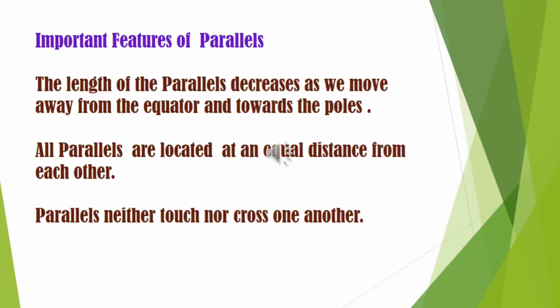Let us now learn the important features of parallels. The length of the parallel decreases as we move away from the equator towards the pole. That is, when you move from the equator towards the pole, the size starts reducing. It starts becoming lesser in size. All parallels are located at an equal distance from each other. When you compare two parallels, they always have an equal distance from one another. Parallels neither touch each other nor cross each other.